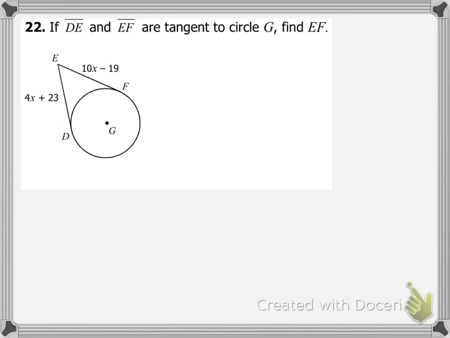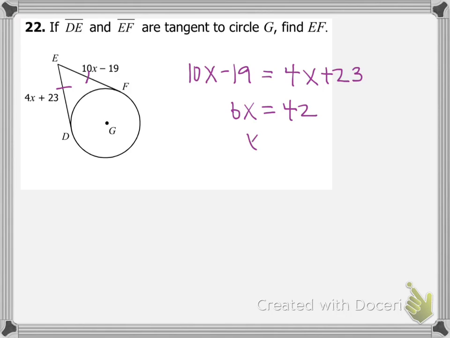All right, let's look here. If chords DE and EF are tangent to the circle, then that means those two are going to be congruent. So that's going to be 10x minus 19 is equal to 4x plus 23. Subtract, so that's going to be 6x is equal to 42, so x is going to be equal to 7. If I wanted to find EF, then I plug it back in. So 10 times 7 minus 19. So 70 minus 19, so that is 51?